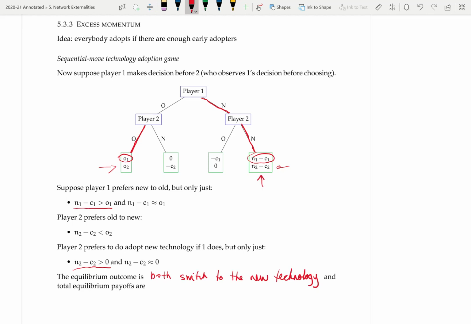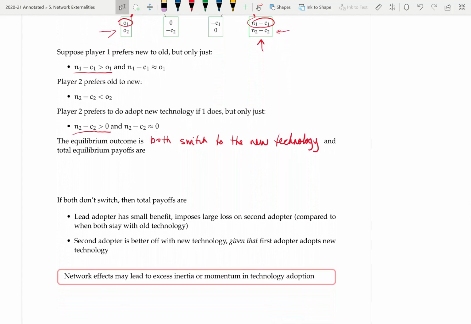So let's think about whether this is the right outcome. Is the equilibrium outcome better than the situation where they stick with the old technology? Let's compare the total payoffs in the equilibrium to the payoffs when they stay with the old technology. In the equilibrium, the total payoffs are N1 minus C1, those are the payoffs of player 1, plus N2 minus C2, payoffs of player 2. And what are we assuming about these payoffs? Well, we have some assumptions listed above. We are going to assume that player 1, although they prefer the new technology to the old, they only just prefer it. So N1 minus C1 is approximately equal to O1, but larger than it.